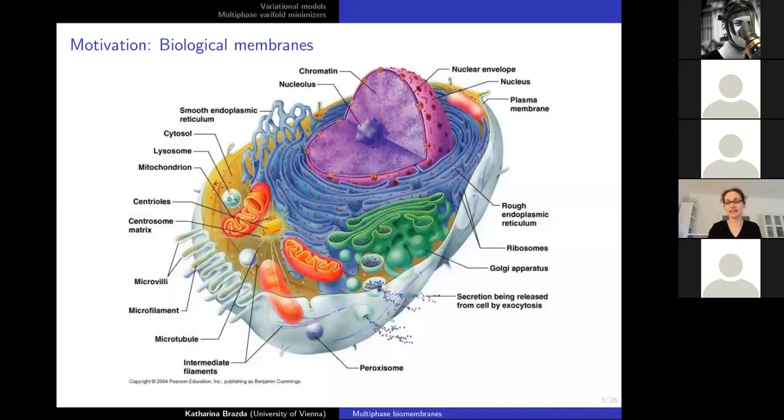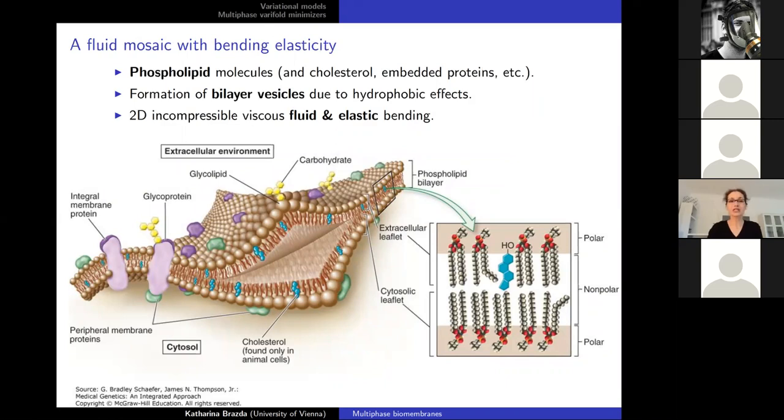So what are these membranes? These membranes consist of lipid molecules, more precisely phospholipid molecules, and have embedded cholesterol and other proteins. And they form a bilayer. Because they have hydrophilic heads and hydrophobic tails, they spontaneously aggregate to form these bilayers. And they are bound by van der Waals type of forces. Inside this layer, we have these proteins. And these normally form vesicles, that means closed surfaces, because they don't want to have exposed ends.